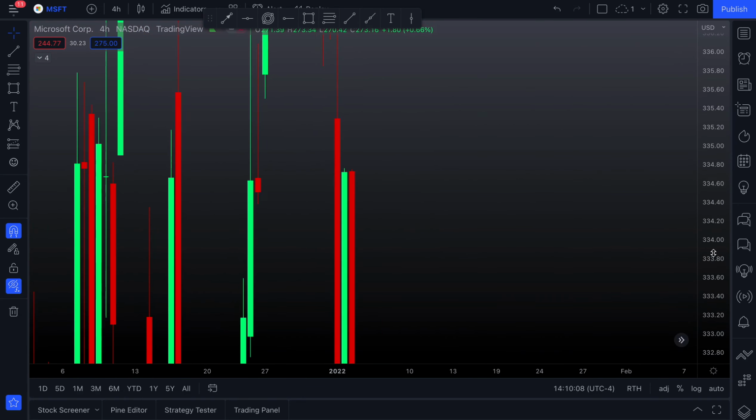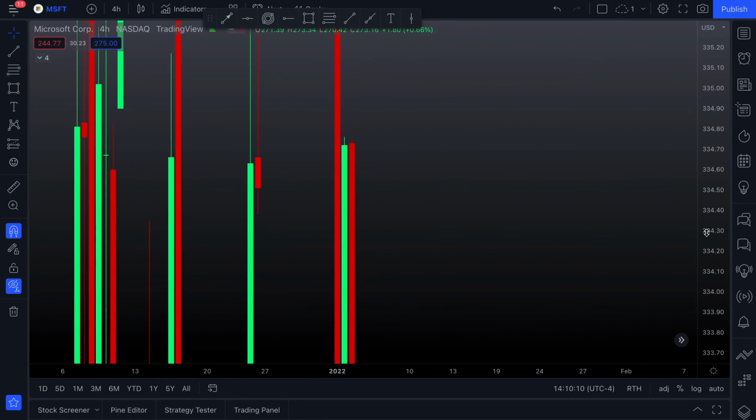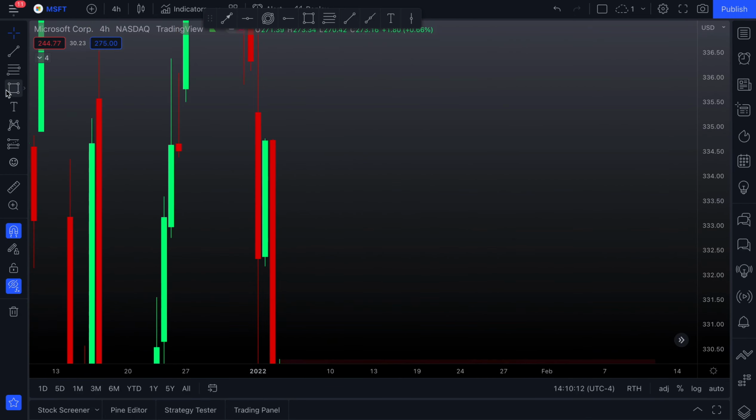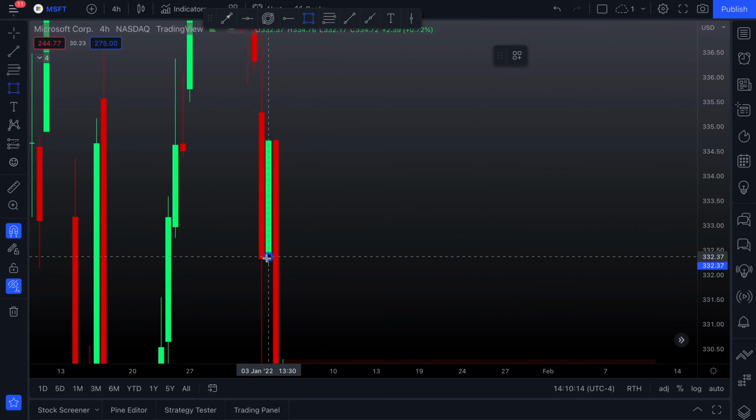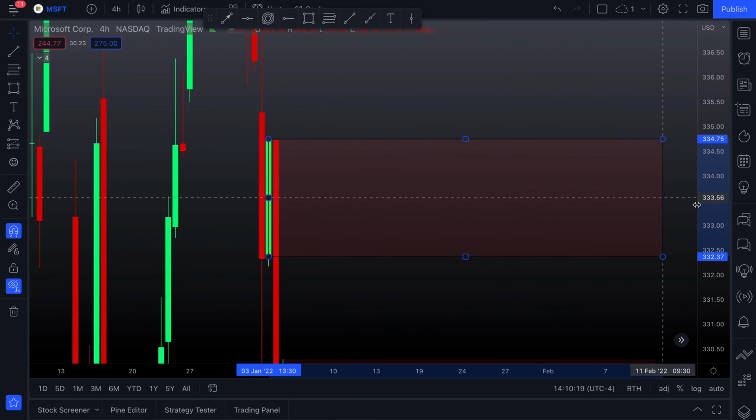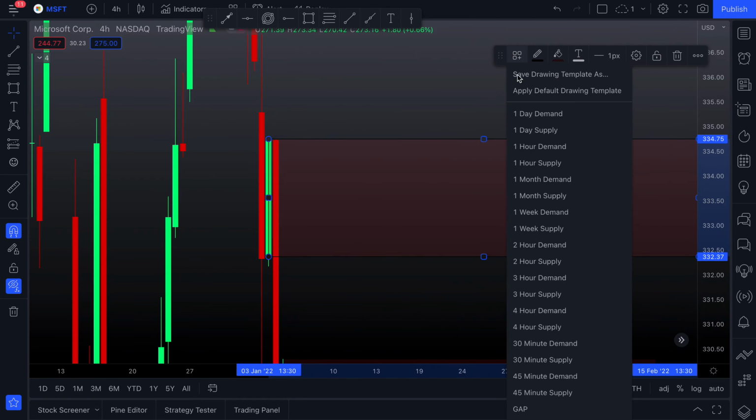Now, this is engulfing, so it's a zone. So we go from the open of the green basing candle to the high point of the two candles, which happens to be right here by like a penny. Draw it out. 4-hour supply.